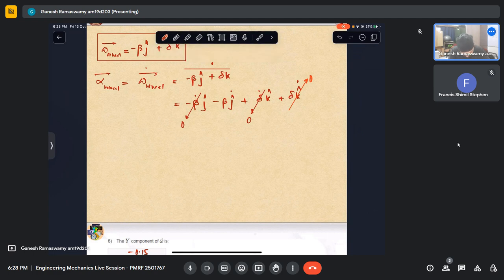So in which case alpha of the wheel is nothing but minus beta j cap dot. Now we have the recipe how to find this out. J cap dot is omega cross j cap, and we know that n cap dot is omega cross n cap. This we know. I'll just put it here just in case we need it.